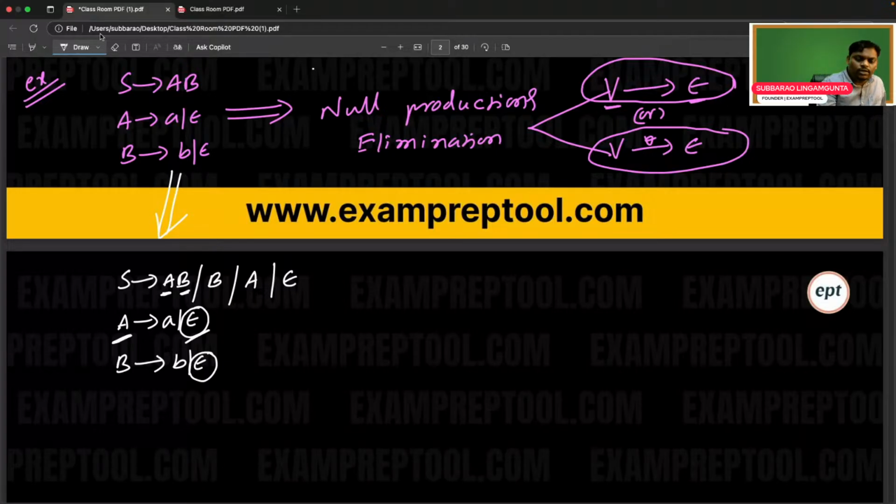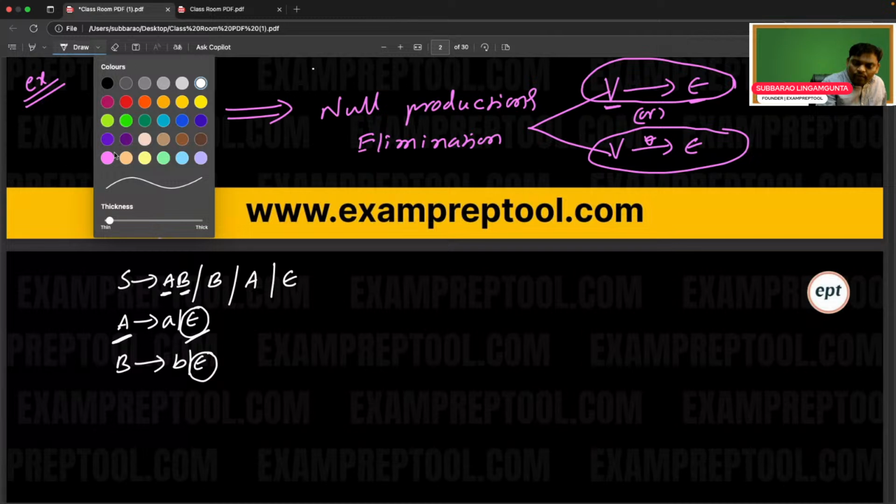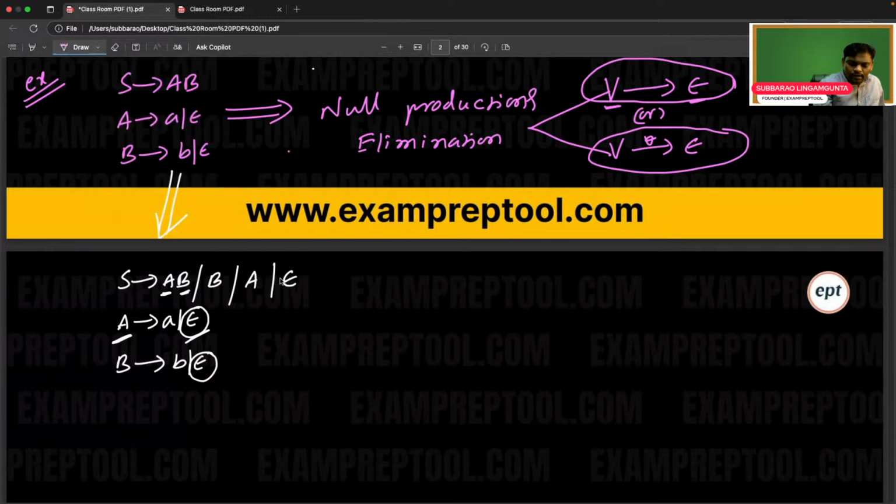Now wherever you see epsilon on the right hand side, simply delete it. You may ask, then why did you replace it? Because I cannot keep them directly, so I replaced it first. Now all epsilon things I delete. But remember, before deleting epsilons, you have to keep that effect first.